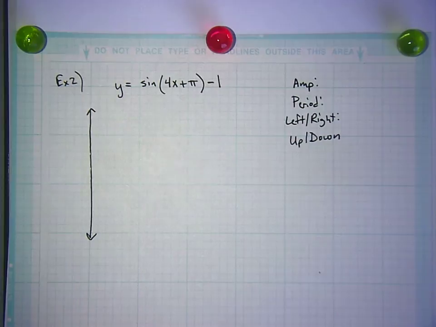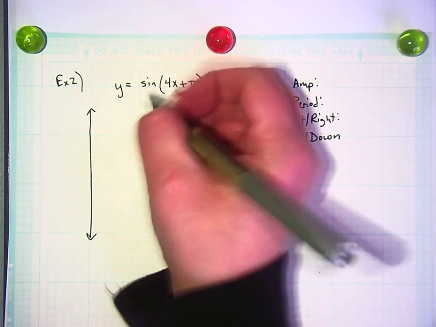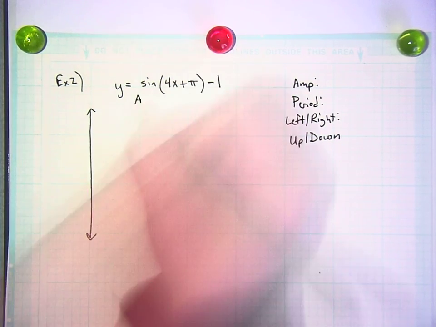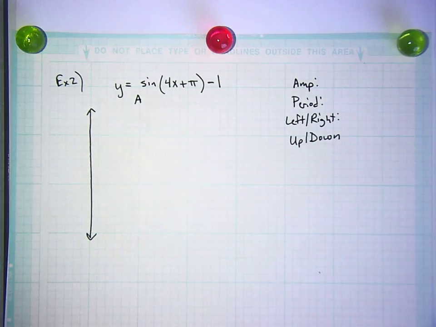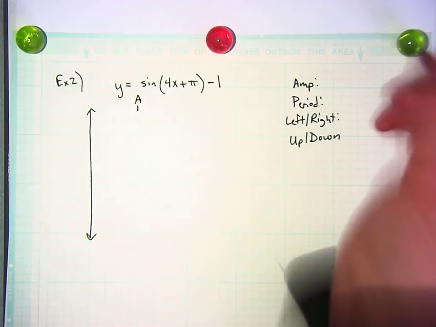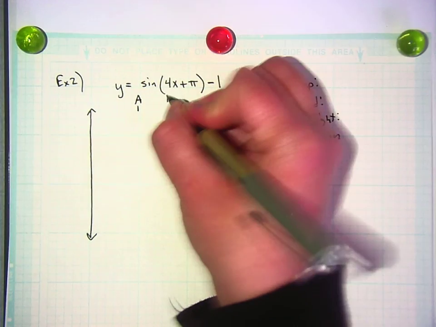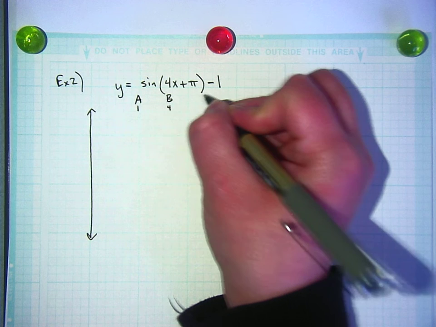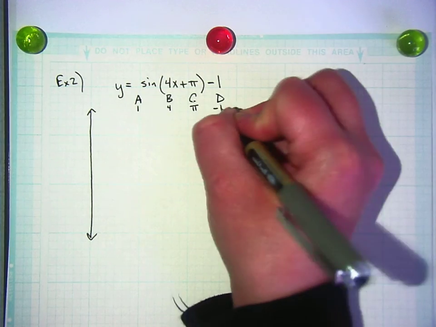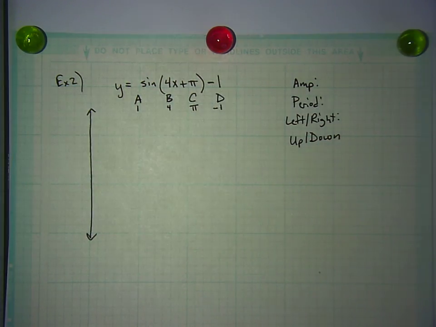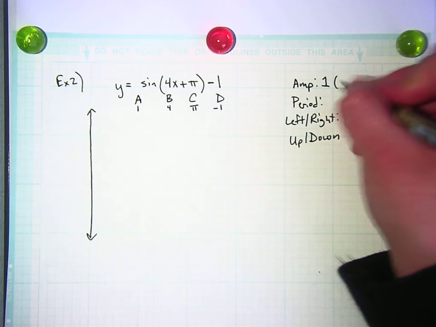Okay, so what is A in this case? 1. It has to be a 1, and it can't be a 0, otherwise the whole thing would cancel out. And you know how just like a normal amplitude goes up 1 and down 1? So basically it's not going to change than normal. So this is just A is 1. How about B? 4. C is pi. And D is -1. All right, so the amplitude is just 1. That's just normal.